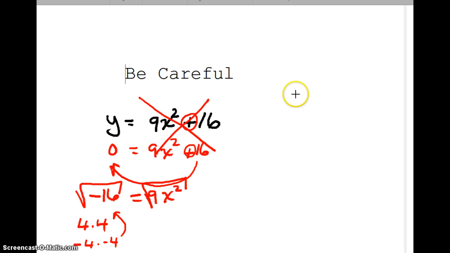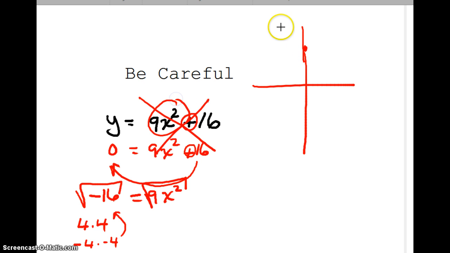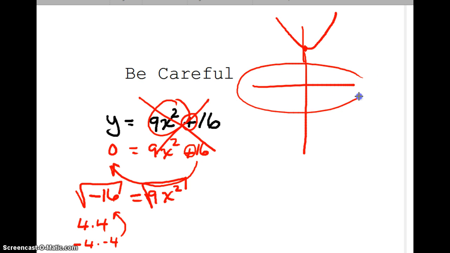In fact, if we were to graph this, we know that our y-intercept is at 16, and we know that this opens up. So how many solutions do we have? 0.